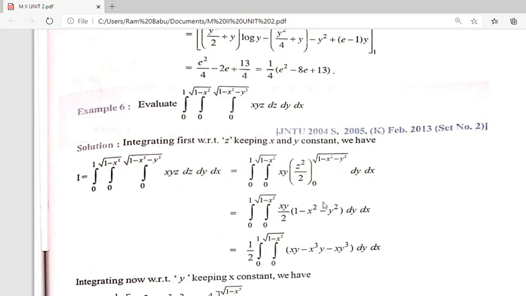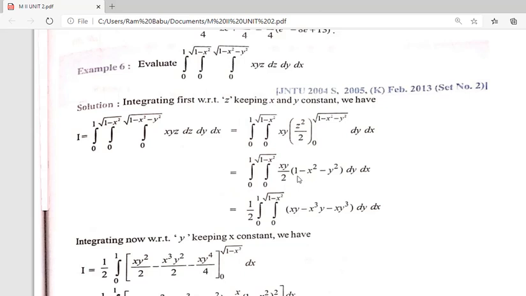Okay, dy dx. Now let us replace with the upper limit. What is the upper limit? Root of 1 minus x square minus y square. Z square is root of 1 minus x square minus y square whole square, that is 1 minus x square minus y square by 2, minus, let us replace z with 0, that is 0 square by 2. Therefore that term will become 0. Therefore we have the integral with limit 0 to 1, integral with limit 0 to root of 1 minus x square, xy by 2 into 1 minus x square minus y square dy dx.